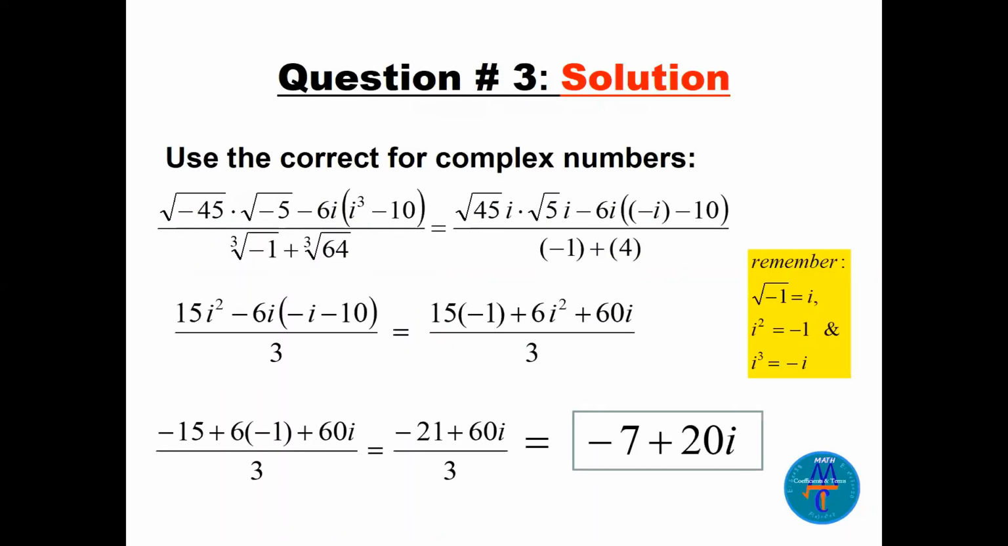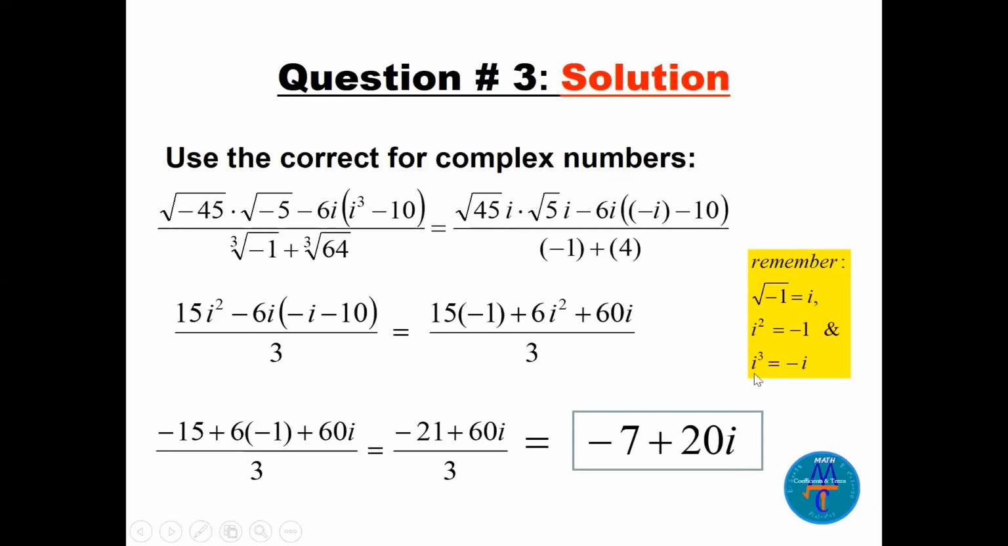Let's see the final answer. If you try it, please, you can check yourself: minus 7 plus 20i, that's the final answer. Let's go into details, please. Square root of minus 45, you can see in the first line, we write, as I mentioned before, square root of 45 times i. Square root of minus 5 will be square root of 5 times i. Minus 6i, we leave it.